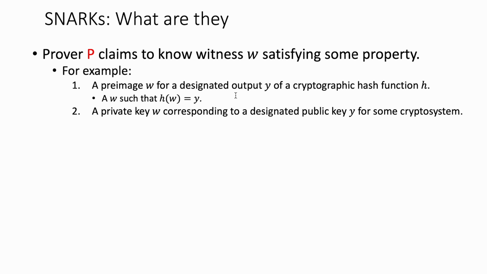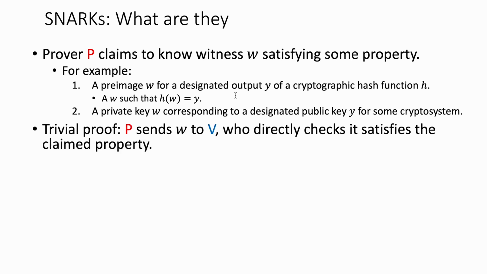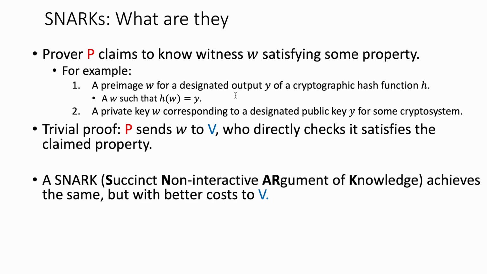The prover is claiming to know W, and the verifier doesn't know W and wants to make sure the prover does. Another example, which is related but not quite the same, is the witness might be a private key corresponding to some known public key for some crypto system. There's always a trivial proof for the prover's claim, which is to just send the witness W to the verifier. Then the verifier can just check that W satisfies the claimed property. For example, in the first case, the verifier could just evaluate the hash function at W and confirm it equals y.